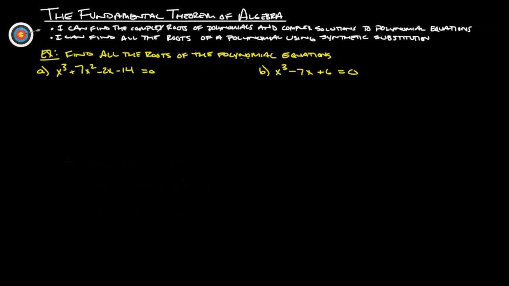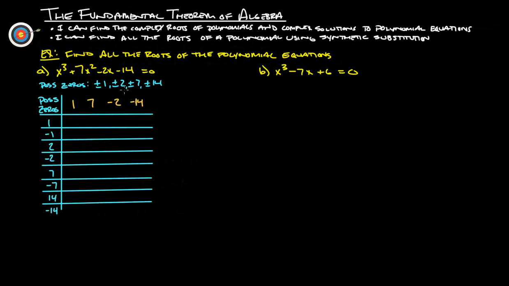All right, find all the roots of the polynomial equations. So normally we can go through and try to factor, but look, we're starting with x cubed. So we're going to want to go through and do our synthetic substitution, right? So all the factors of 14. So possible zeros are going to be, let's see, factors of 14, 1 and 14, right? So plus and minus 1, plus and minus 2, plus and minus 7, and plus and minus 14.